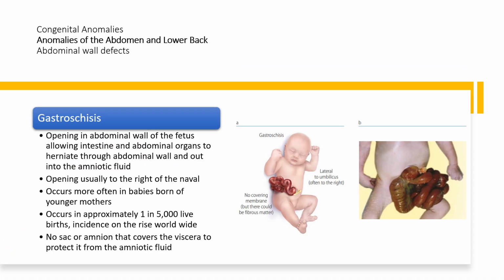Gastroschisis. This is one of the ones I was talking about. This abdominal wall defect allows the intestines and abdominal organs to herniate through the abdominal wall out into the amniotic fluid, usually to the right of the navel. Occurs more often in babies born of younger mothers. Occurs in approximately 1 in 5,000 live births. No sac over the organs. This is different than the next one.